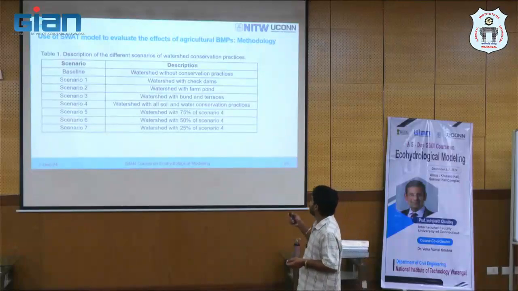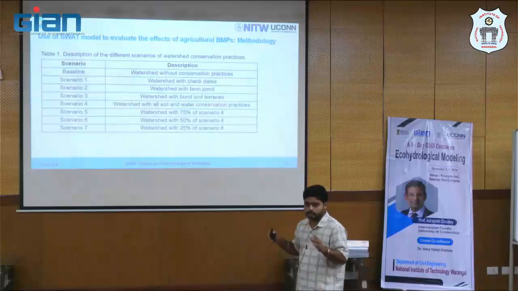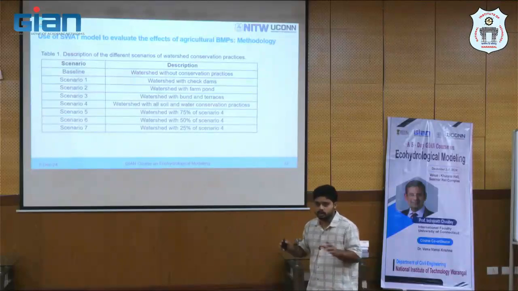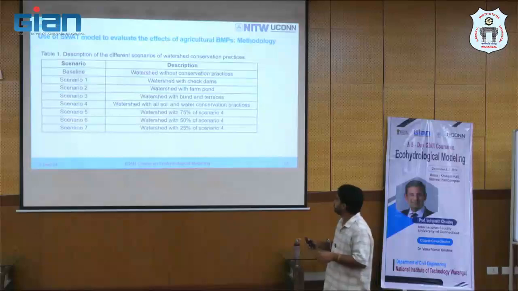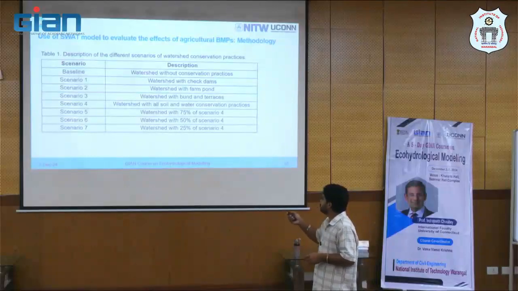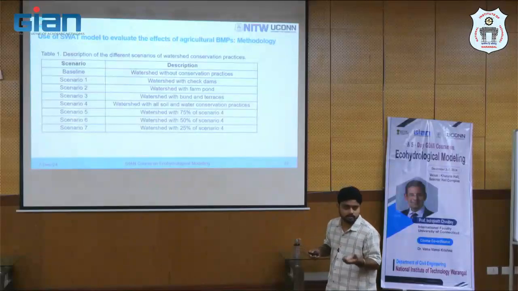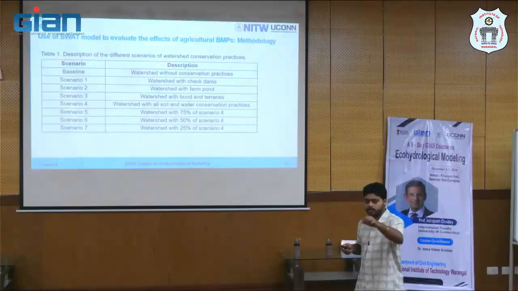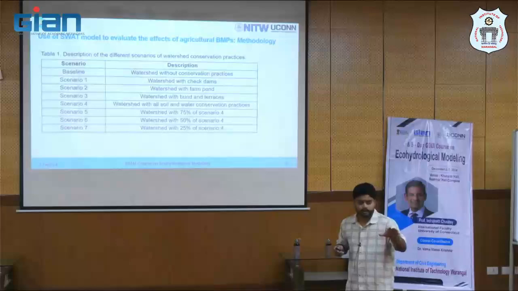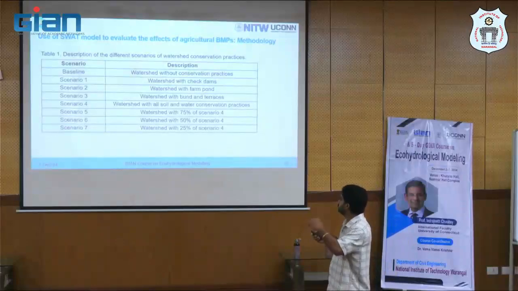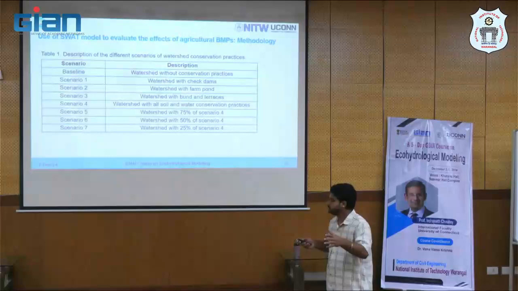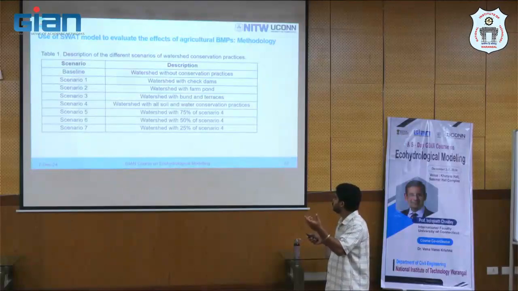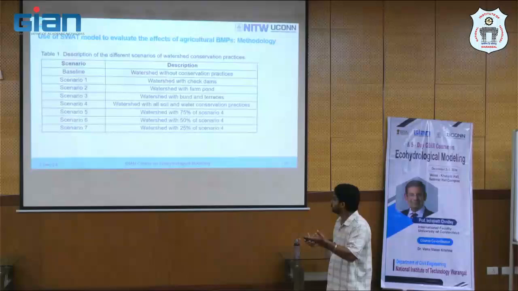First scenario, this is the normal condition. There is no check dam, no bund, no structural practices, nothing. Coming to the second scenario, watershed with only check dams. We put a number of check dams at the outlet of each and every subbasin, only check dams. Then it's coming to only farm ponds. Then we put bunds and terraces.